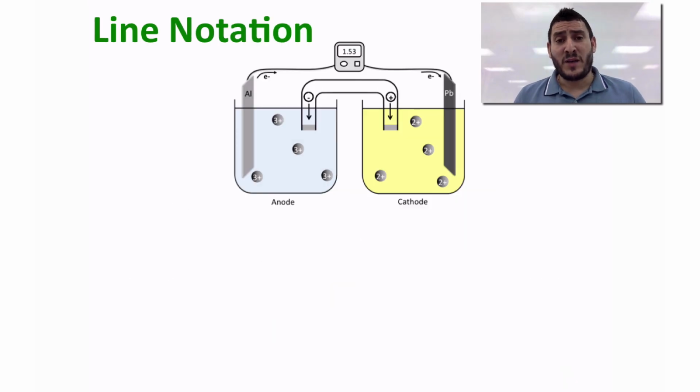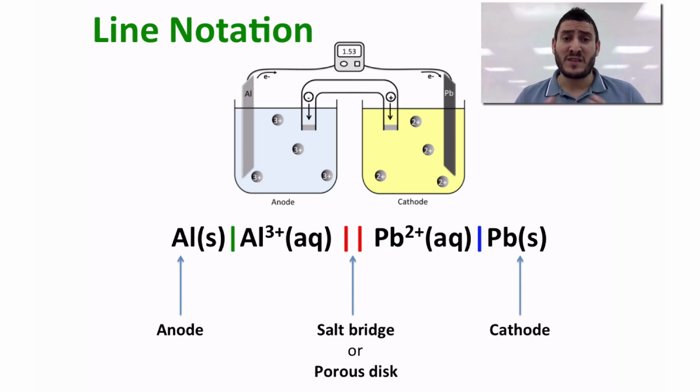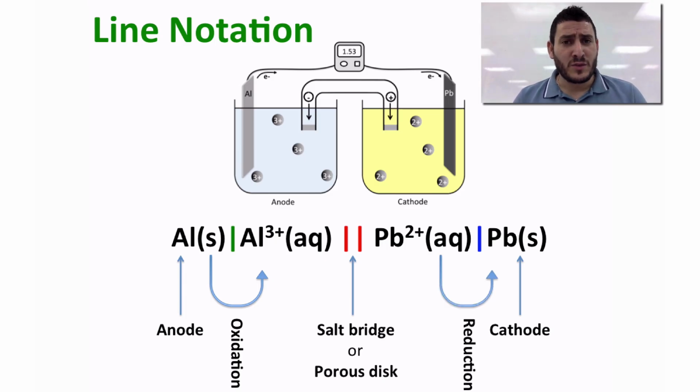Once a galvanic cell is built, we can describe it using what is called line notation. In the line notation, we start by writing the anode to the far left, the cathode to the far right, and then two lines in the middle that represent the salt bridge or the porous disk. Between the electrodes and the solution, we put a line, and therefore, since aluminum is getting oxidized into aluminum 3+, we put a line between aluminum and aluminum 3+, and lead 2+ is getting reduced to lead solid, and there is a line in between these two.